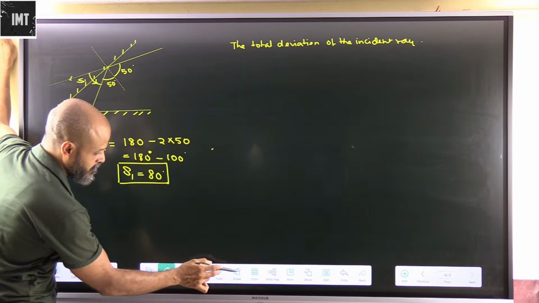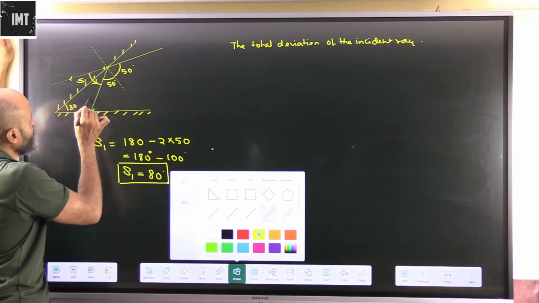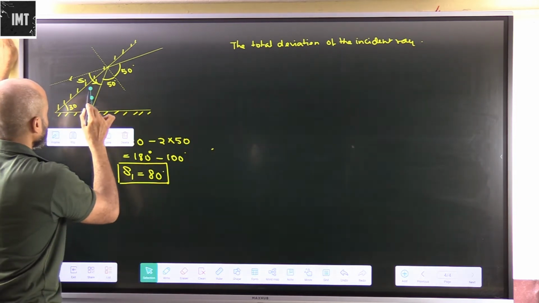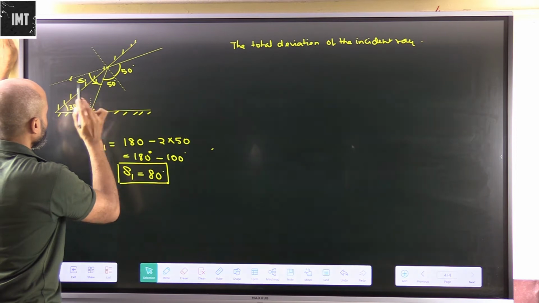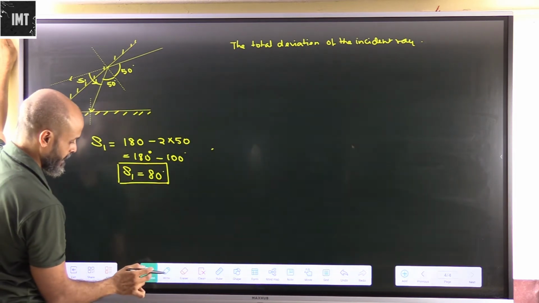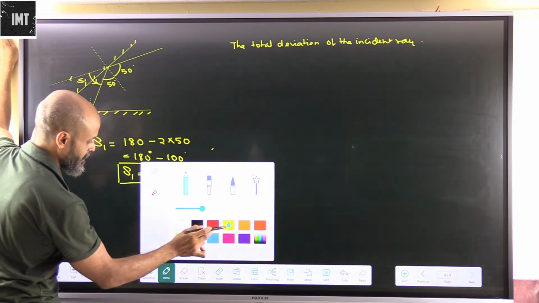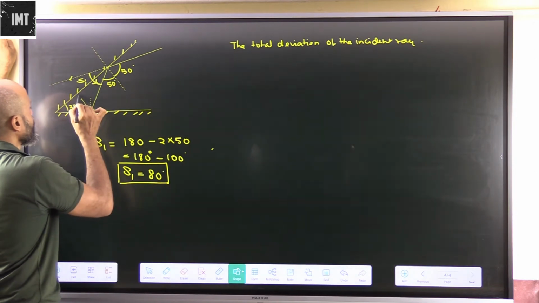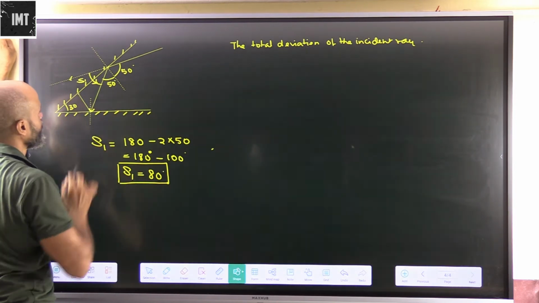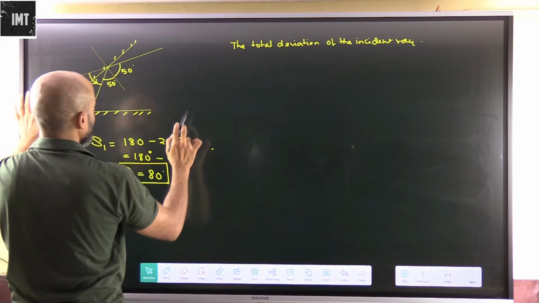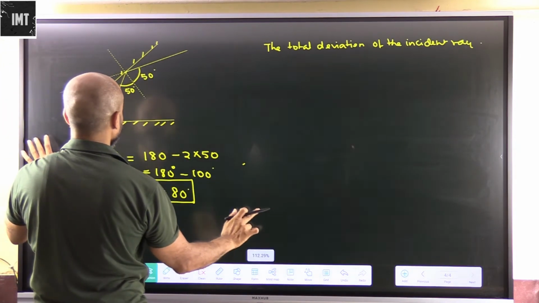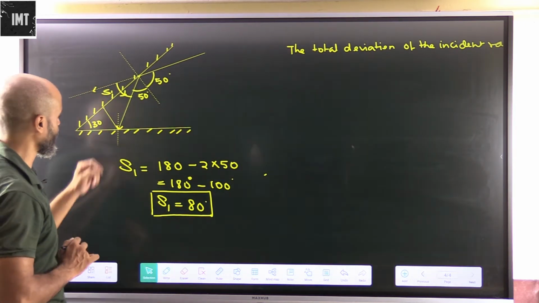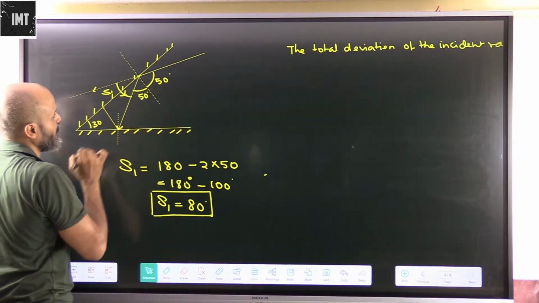Here we have the normal, and again a reflection happens here. Let's say this reflection happens and the ray falls here. Let me make this a little larger for a better view. Here we have the angle. Now let me know what this angle will be.